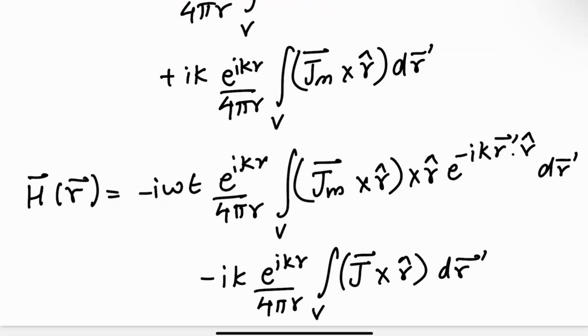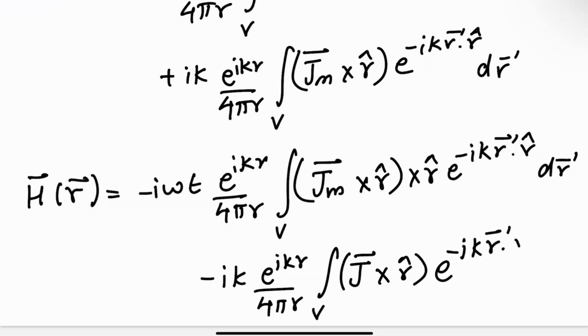Sorry, there should also be an e to the ikr factor here. So this should have e to the minus ik r prime dot r hat dr prime. And even in here, there should be minus e to the ik r prime dot r hat dr prime. Okay, and these are exactly what we had earlier.